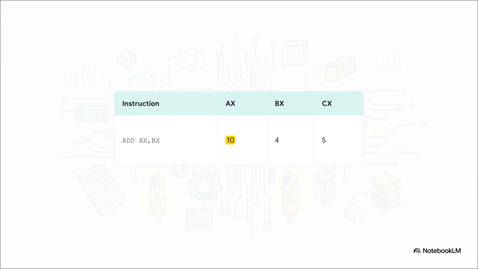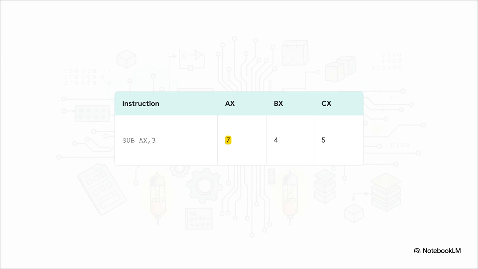Okay, now this instruction is a little different. ADD AX, BX. See what's happening here? Instead of adding a plain number, we're telling the CPU to add the value from another register. So it looks inside BX, finds the number 4, and adds that to the 6 that's currently in AX. The result, 10, gets stored right back into AX.